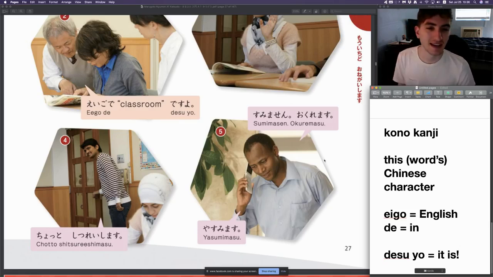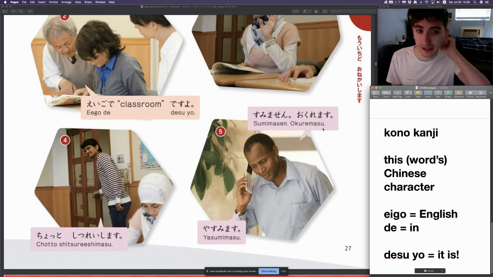And then this person here looks like they are calling, maybe the sensei or a classmate. And they're saying, すみません、遅れます. すみません means, oh, excuse me. We learned 遅れます before. It means I will be late. I'm going to be late. Or they could say, 休みます. I will be absent. 休みます. I'm going to take a day off.